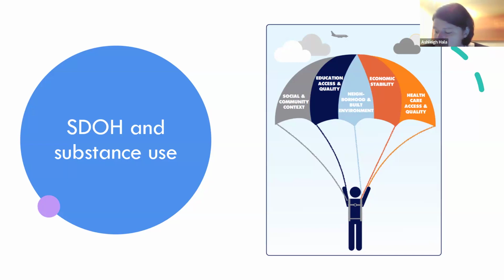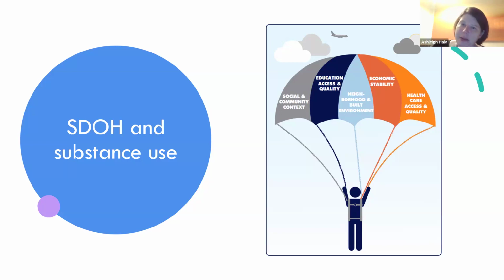Things to consider, for instance, maybe there's a neighborhood with lower rates of economic stability. What we tend to see there are significantly associated increased rates of substance use among residents, right? So these are just examples of ways that these things play together and ways that substance use can be directly impacted by the social determinants of health.